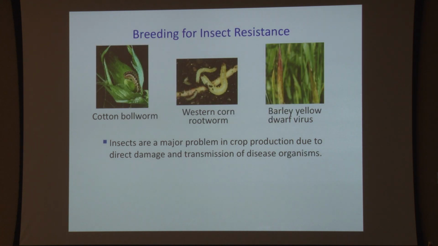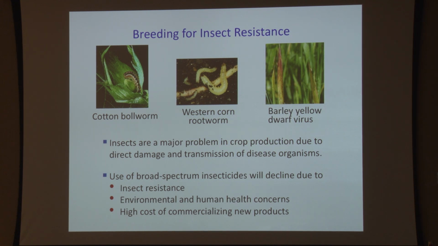Okay, so I'm going to shift into insect resistance. And those are three of the problems which are due to insects. Two are insects per se. The third one, barley yellow dwarf virus, indicates that insects are also important because they're vectors for disease, especially viral diseases.